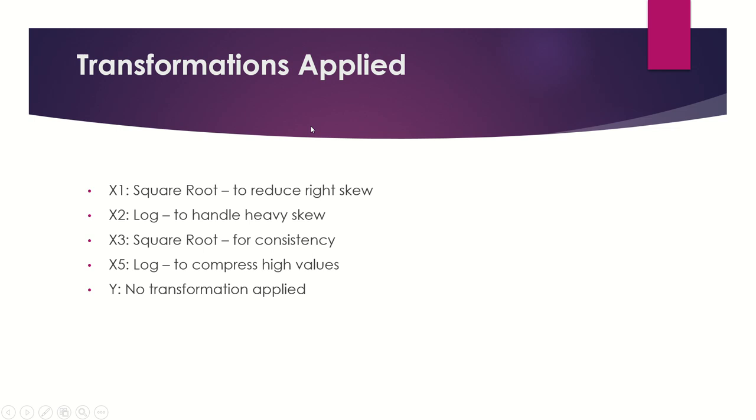Transformations applied. X1: square root to reduce right skew. X2: log to handle heavy skew. X3: square root for consistency. X5: log to compress high values. Y: no transformation applied.